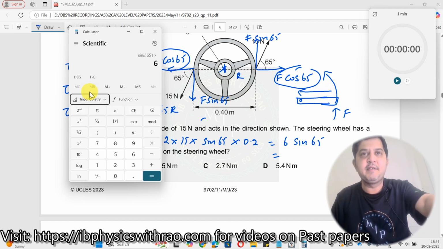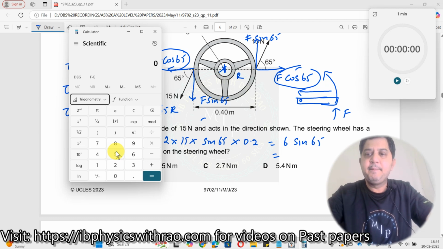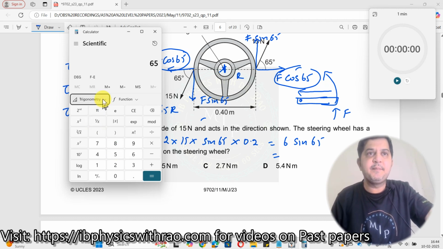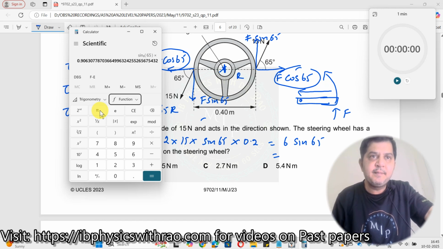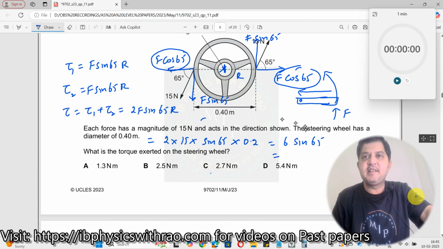No, wait. Just a minute. Let me do it once again. I take 65, go to trigonometry, click on sine 65, then multiply this by 6. Multiplied by 6 gives 5.43. So the answer should be 5.4 Newton meter. Answer is D.